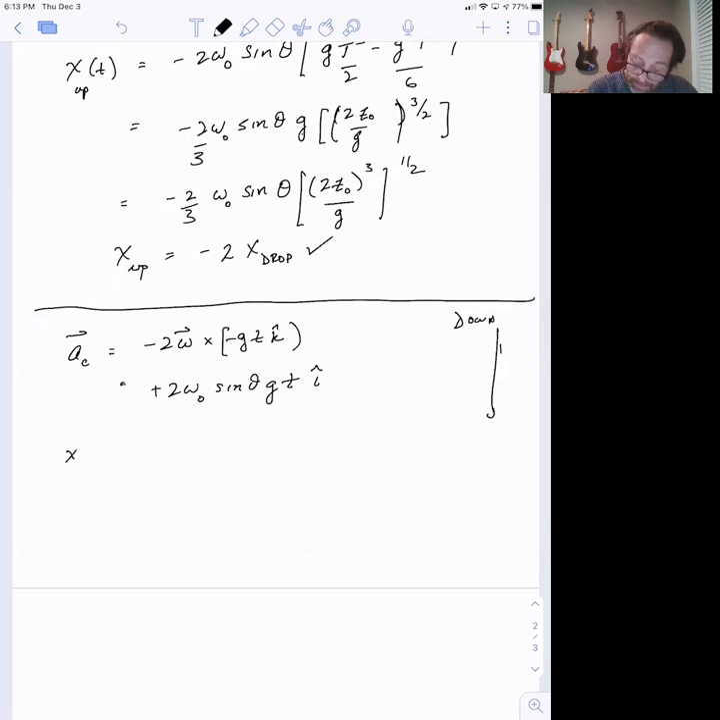I integrate once. Now let me write this down. So x double dot is equal to 2 omega naught sine theta gt, integrate once. Here's where you get into trouble if you don't do this right, okay? Now, this went up. This is highly exaggerated. It came back down.